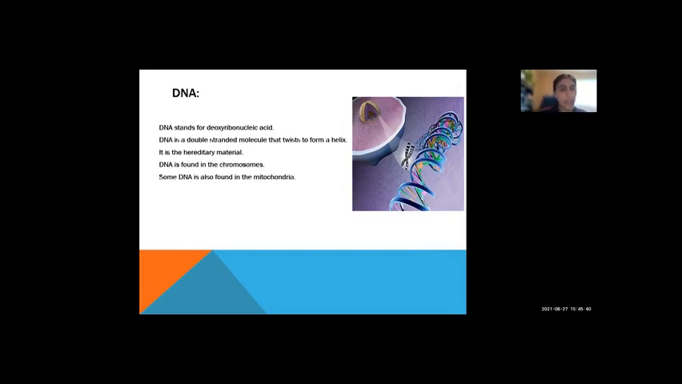Very good. Excellent. And some of the DNA is also found in mitochondria. Now, DNA is a hereditary material as it carries all of our coded messages for our systems. Everything that happens in the body, its information is written in the DNA in form of codes.